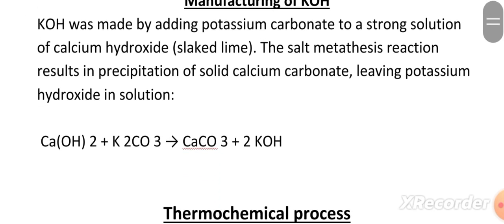Now, further we discuss how potassium hydroxide is manufactured on an industrial level. The first procedure is that potassium hydroxide was made by adding potassium carbonate to a strong solution of slaked lime. Slaked lime is basically calcium hydroxide. The salt metathesis reaction results in the precipitation of solid calcium carbonate, leaving potassium hydroxide in solution. Here is the chemical equation: slaked lime added to potassium carbonate gives potassium hydroxide solution and solid calcium carbonate.